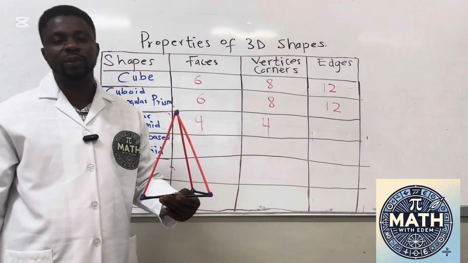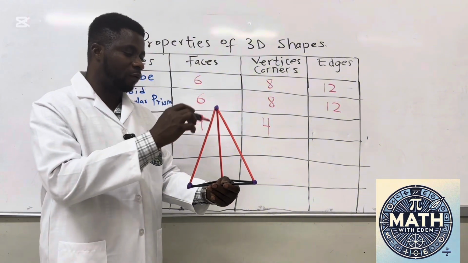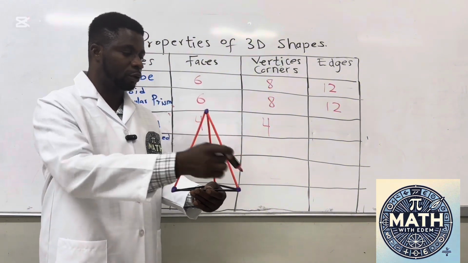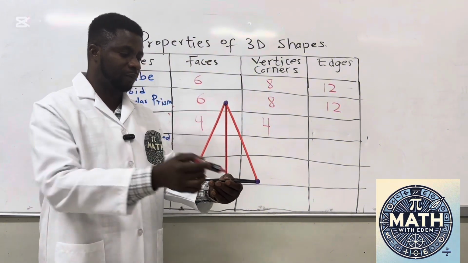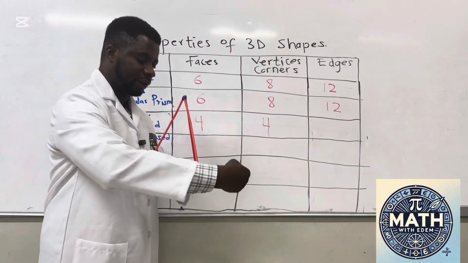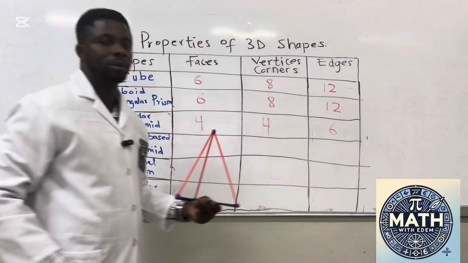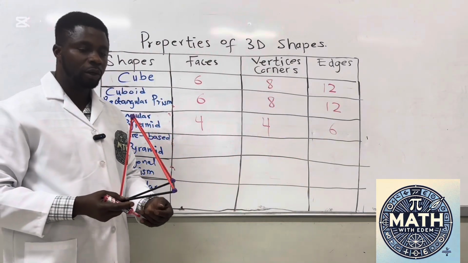Now finally, let's look at the edges. Let's count together. We have 1, 2, 3, 4, 5, and 6. So it has what? 6 edges. Great.